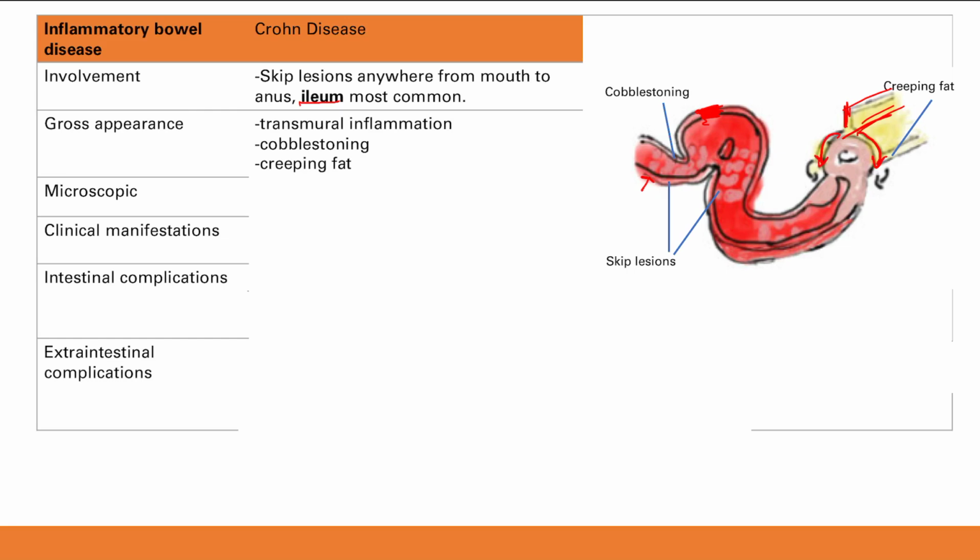On microscopic appearance, there's a non-caseating granuloma. Okay, non-caseating granulomas in Crohn's disease.